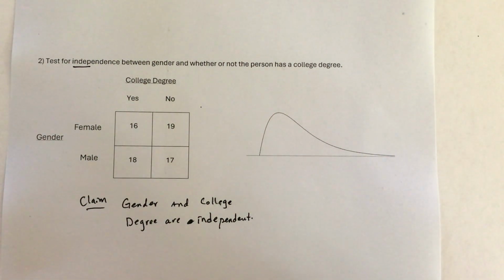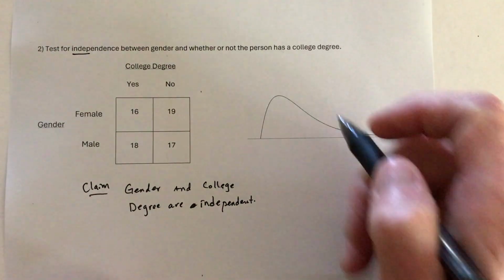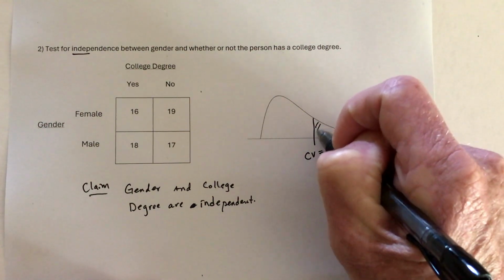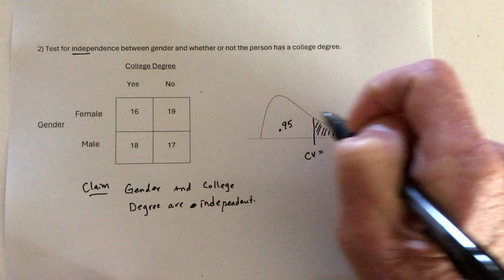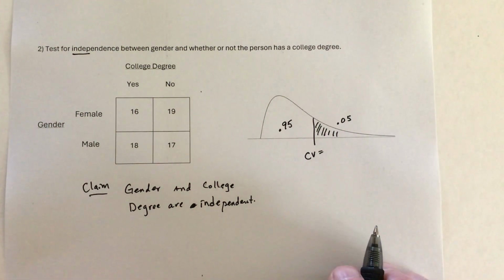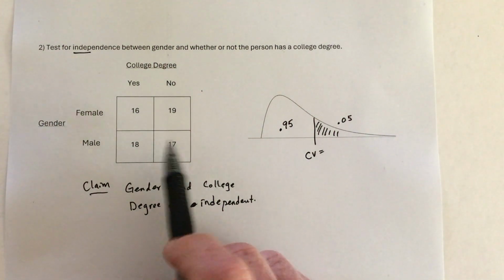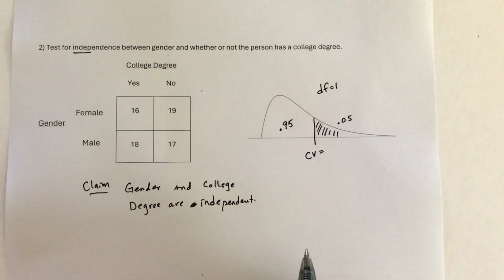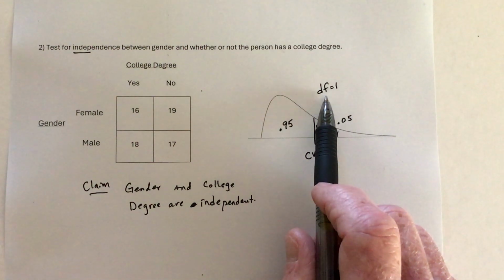So we go through the same steps. There's the claim, and this is going to be the critical value. Again, we're going to use 95% level of confidence, and that means that this right tail is 0.05. And because the table is the same size as the last one, that means that degrees of freedom is going to equal 1 again. And you'll see when we do the calculator, it's going to agree and say degrees of freedom is 1.